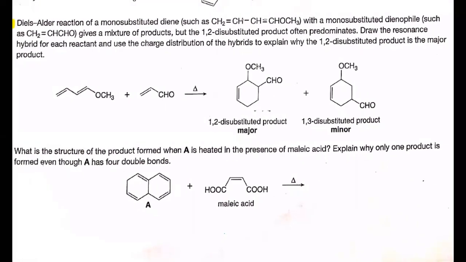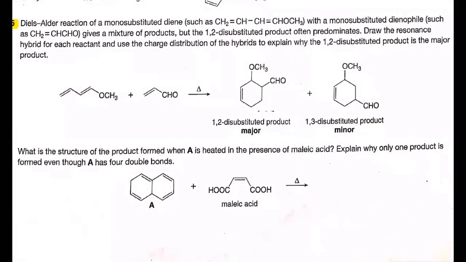So it says Diels-Alder reaction of a monosubstituted diene, that's this, with one substituent, and a monosubstituted dienophile like this, gave a mixture of two products, but the 1,2 disubstituted product, that's this one, predominates. It says draw the resonance hybrid for each reactant and then use the charge distribution to explain why the 1,2 disubstituted product is the major product. All right, so it's asking a lot, but it's really not asking a lot, right? So let's break it piece by piece.